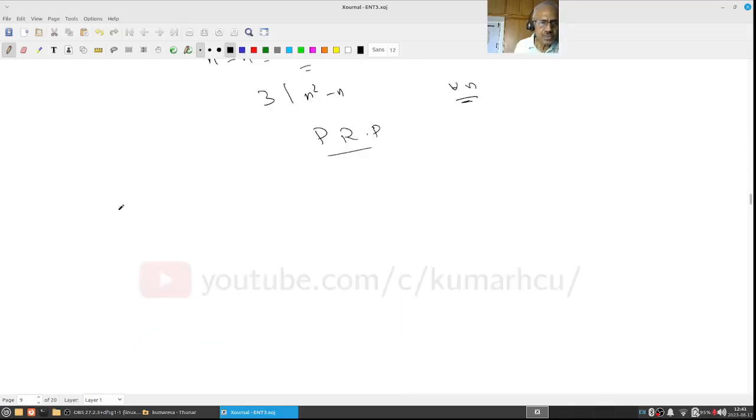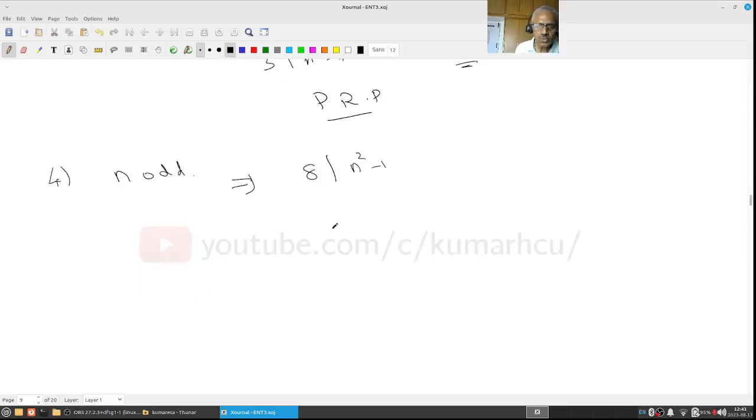Okay, now let us do a combination. Suppose n is odd, then I want to say 8 divides n squared minus 1 always. I hope I do it correctly. So n is odd, therefore n is of the form 2k plus 1. Therefore what is n squared? N squared is 2k plus 1 whole squared.